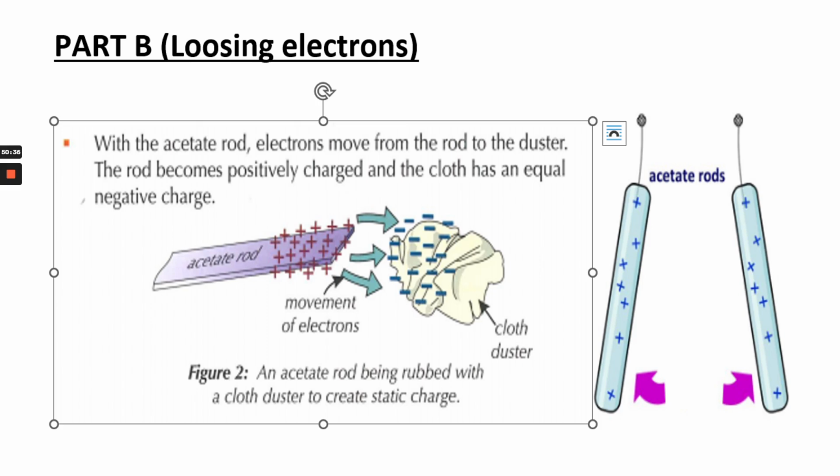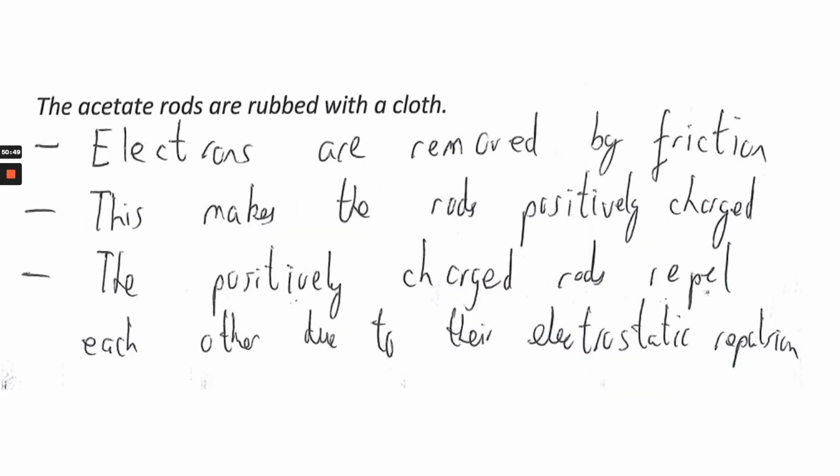You can also have a cellulose acetate rod. In that case, it's the opposite. It tends to lose its electrons and become positive, but the end result is the same. You have two positive rods. They will electrostatically repel each other. Sorry about my handwriting here, but you get the idea.